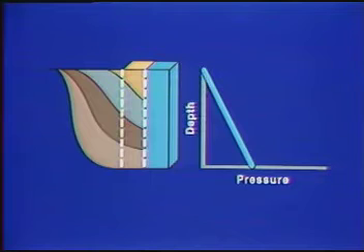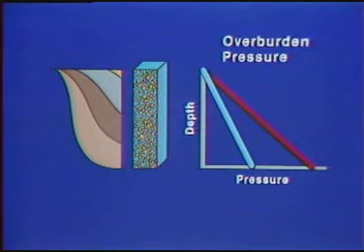Of course, the load of sediment above a reservoir also exerts pressure. If we add together the pressure exerted by a column of sediment and the pressure exerted by the column of water within the sediment, we have what is called the overburden pressure. Overburden pressure increases at a rate of about 1.0 psi per foot, or 23 kilopascals per meter. About half of this increase is due to the fluid and half to the sediment.